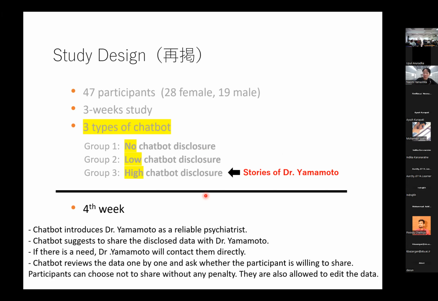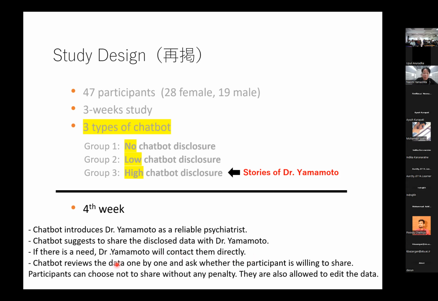So as I said, this one was the extension of the first study. After the 3-week study about users disclosing about their stuff, the chatbot introduces Dr. Yamamoto as a reliable psychiatrist living in the same district, and suggests sharing the disclosed data with him. And if there's a need, Dr. Yamamoto would contact them directly through email or phone call.